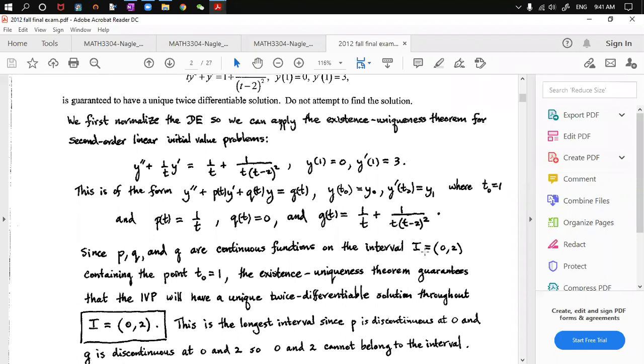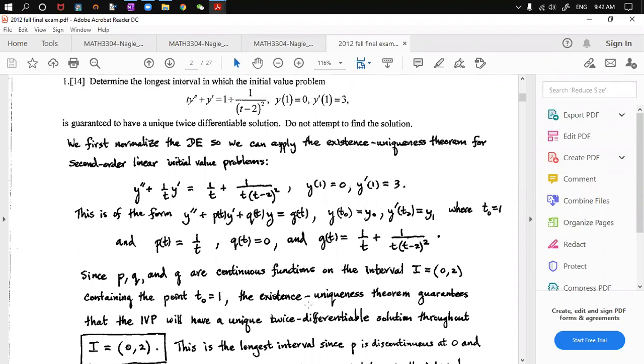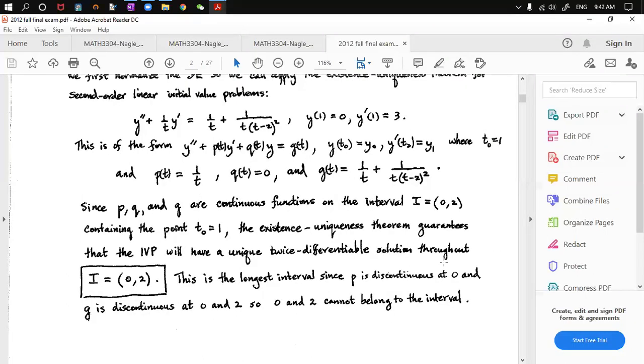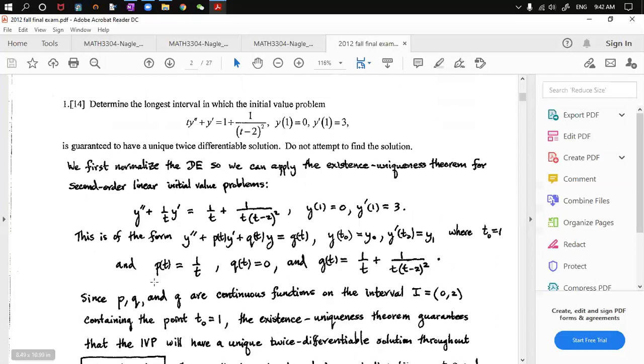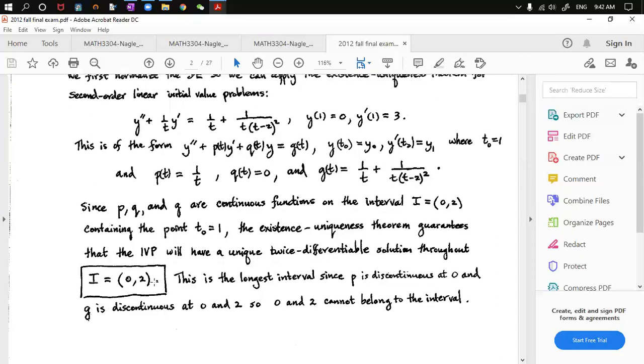And therefore, the longest interval must contain the point 1, because your initial condition starts from point 1. And it has to avoid 0 and 2. So that interval is actually 0 and 2 with open interval. So that's the open interval on which you're going to have a continuous, unique solution.